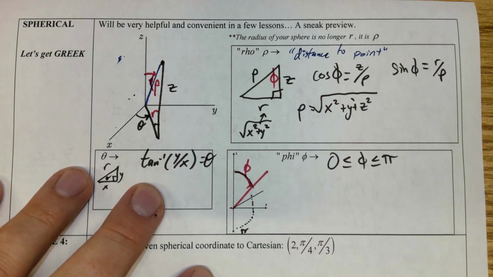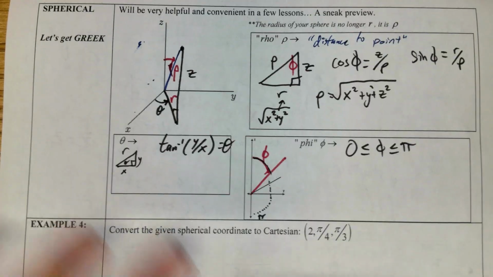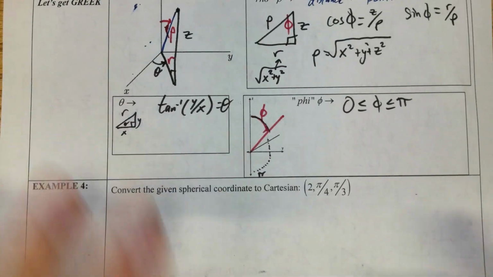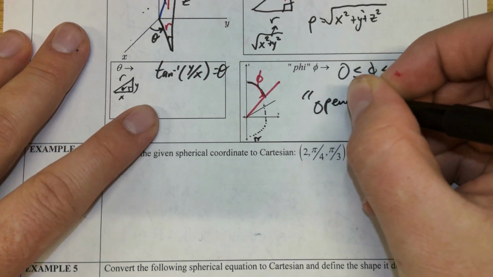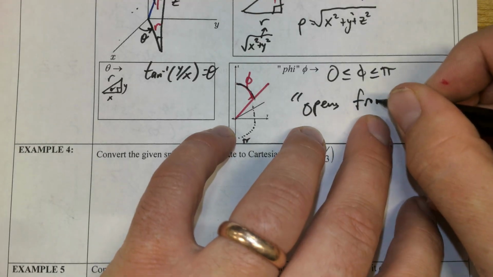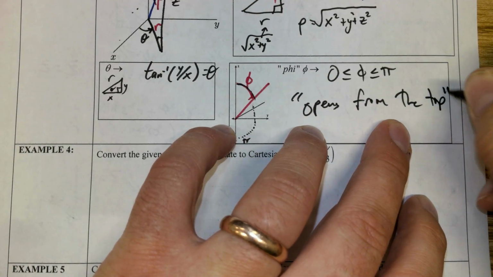And again, more relationships that we can draw out come from these. Let's get into some examples. I don't need to take that any further. And again, I don't know if you want to make note of this. It opens from the top. Might be worth writing very clearly there.